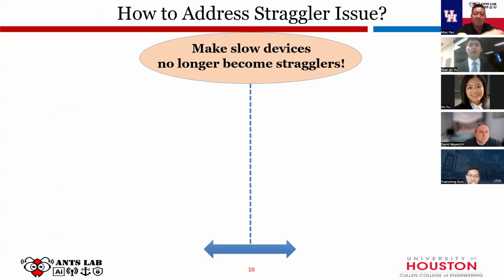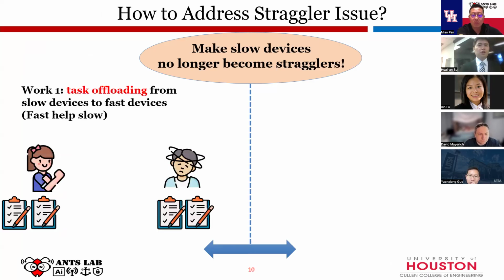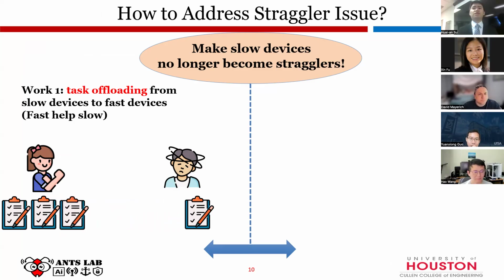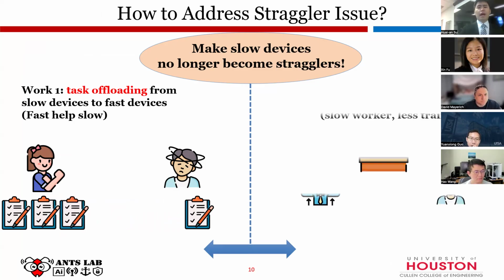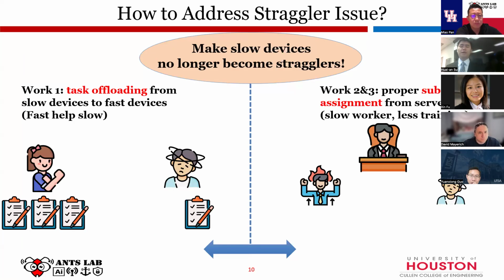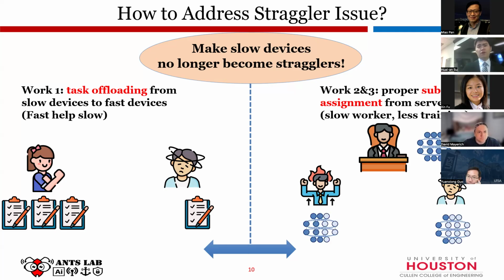In my work, I have gone down two paths. The first kind of work is work one, which is task offloading from slow devices to fast devices. This is done by the concept of fast helps slow, or the rich helps the poor, for example. For the other two works, work number 2 and 3, my path is to ensure proper subnetwork assignment from the server. For example, if we have a full model, we want to assign the proper subnetwork size based on the capability of different workers or different devices. So that will be the end of my introduction.